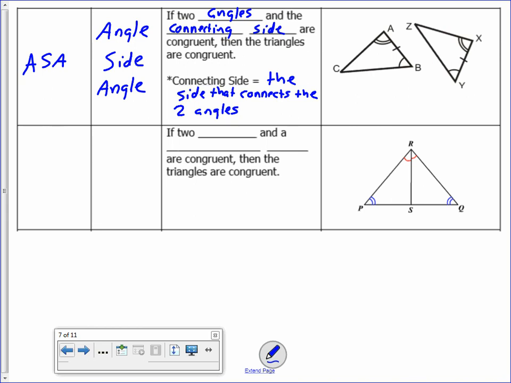So in the picture provided, if you look, we have one set of congruent angles, we have a second set of congruent angles, and then the side that connects those angles in both triangles is the same measure as well. Because we have two sets of congruent angles and a set of congruent sides, and they go in the order angle, side, then the next angle, you can prove that those two triangles are congruent using ASA, angle, side, angle.